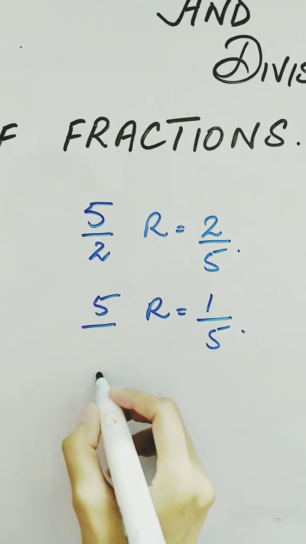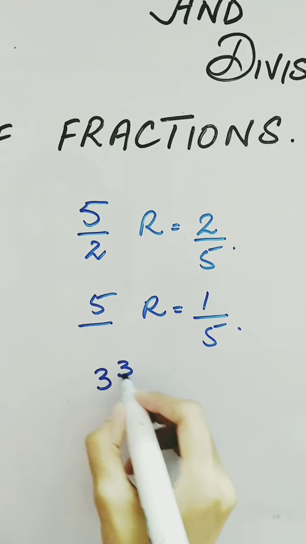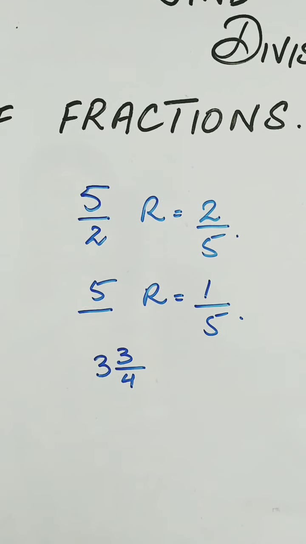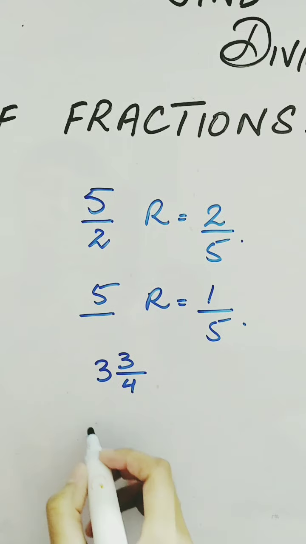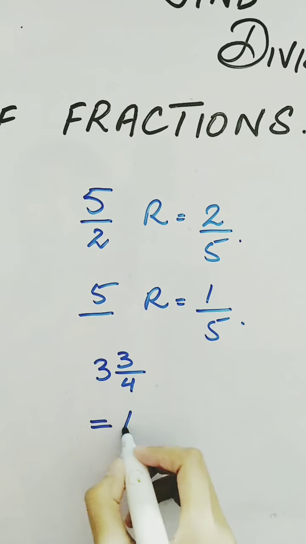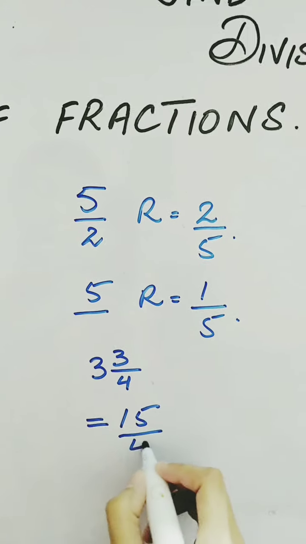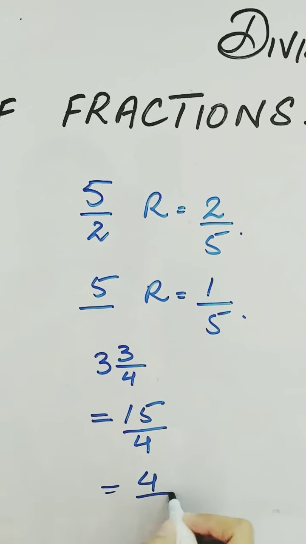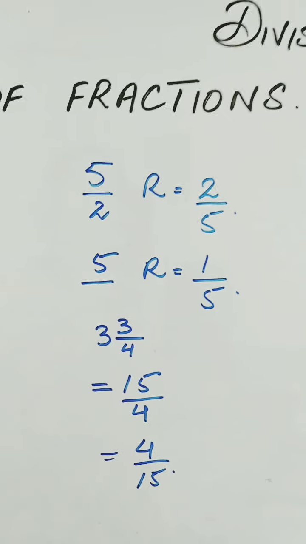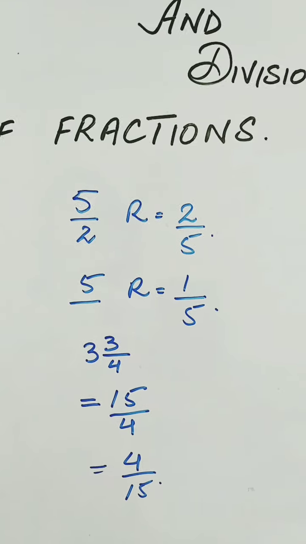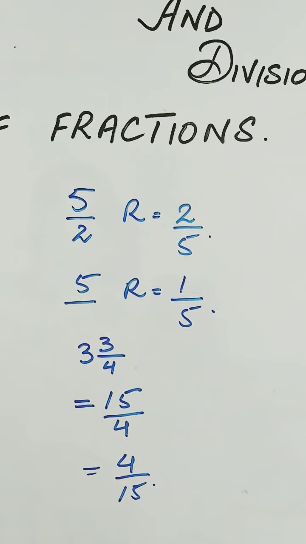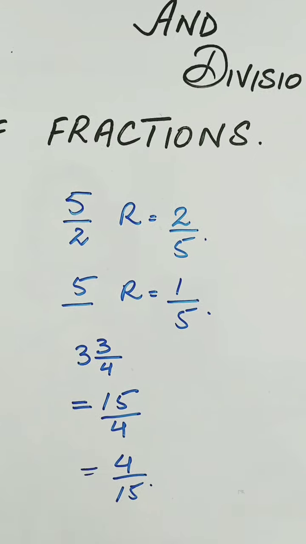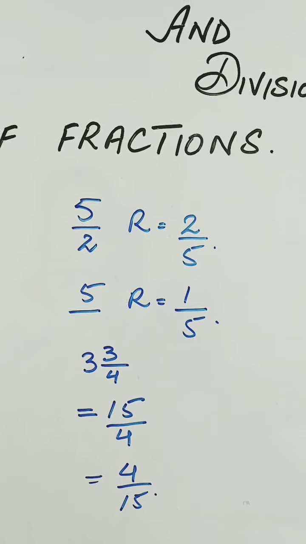Similarly, if we have a mixed number like 3 whole number 3 over 4, then in order to find its reciprocal, first we convert this number into a fraction. Its fraction value is 15 over 4, and then we simply interchange its positions to find the reciprocal, and its reciprocal becomes 4 over 15. This concept will help us when we do division of fractions. Now let's start solving questions.